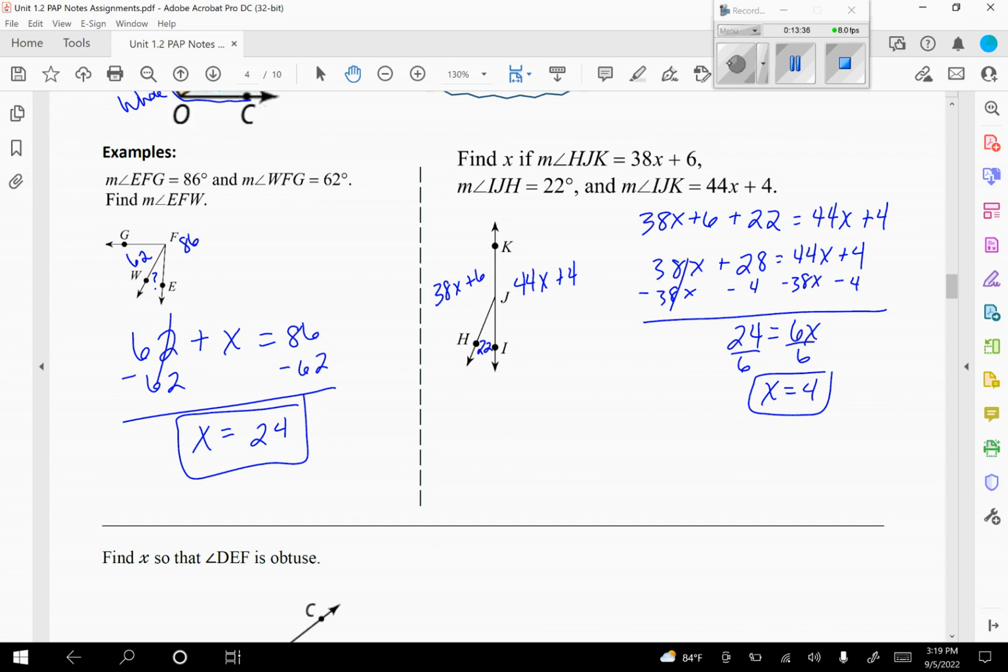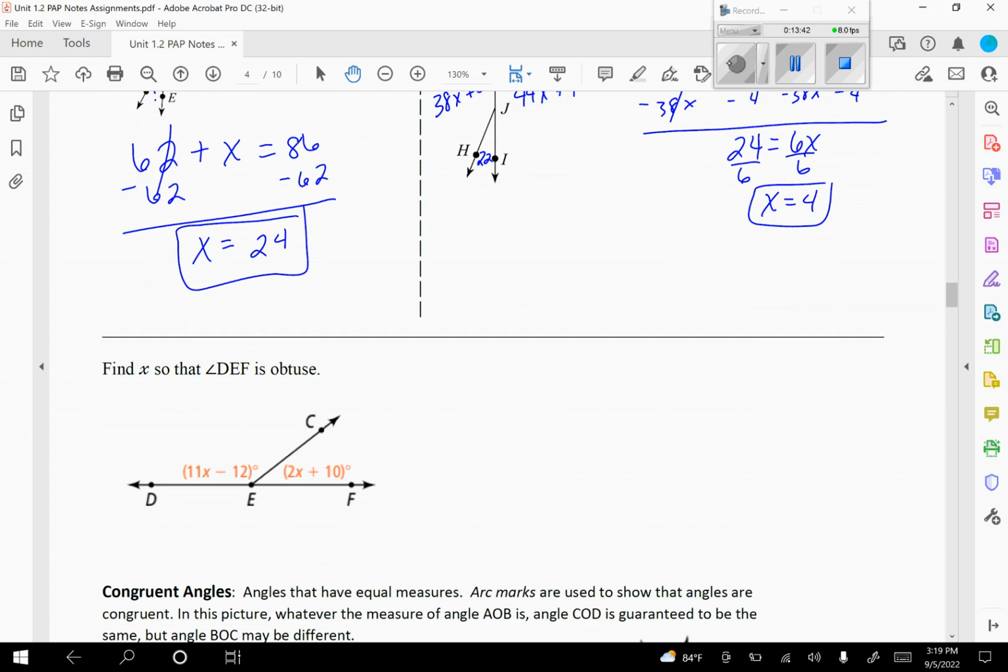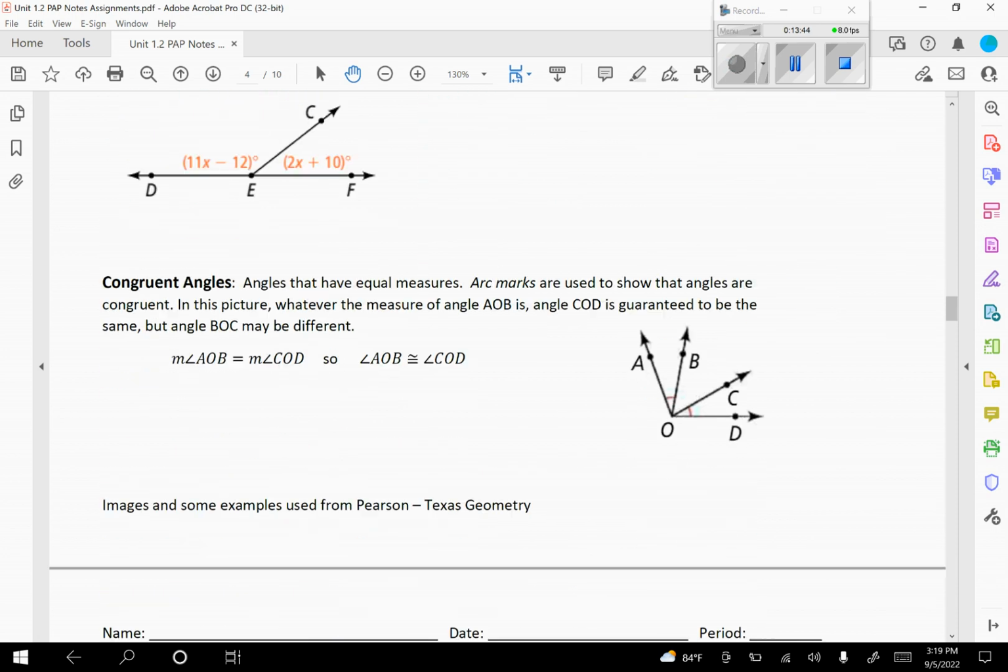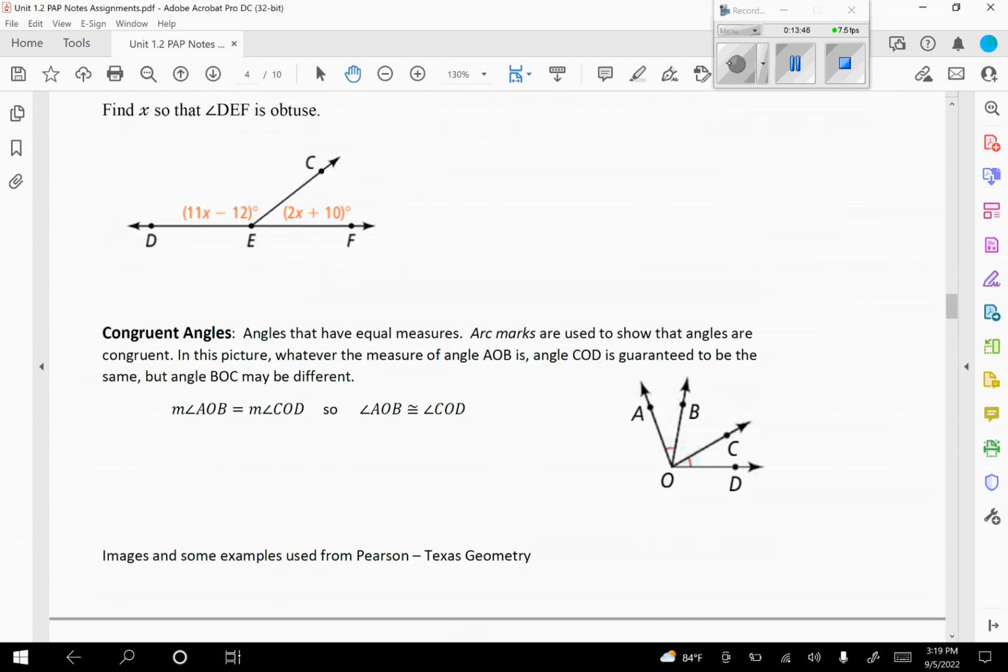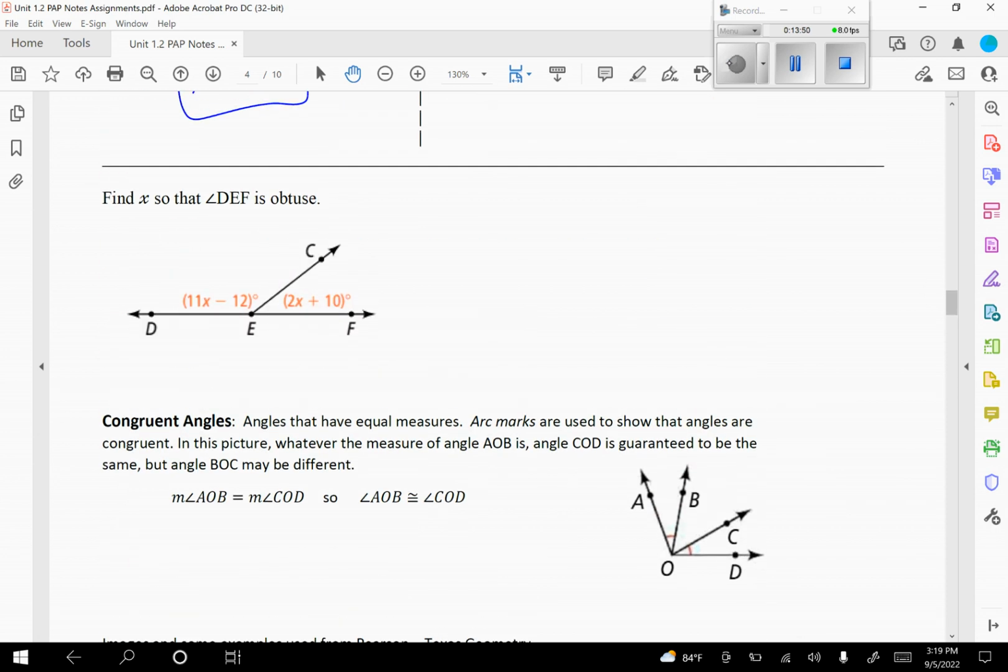If they asked us to go and find the measure of those angles, well then we would just substitute in for x, and then we would get our answer. Okay, so now we've got another one here, and we're going to go on to the assignment in just a minute. So now this one here, it says find x so the angle DEF is obtuse.